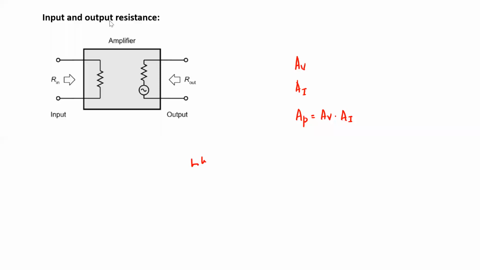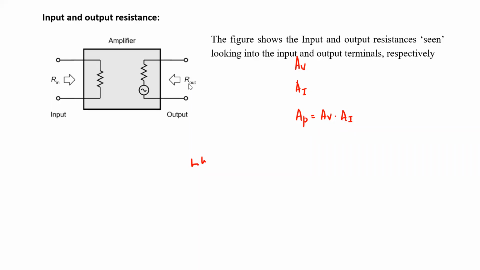Okay, today we shall see the input and output resistance of an amplifier. If you take an amplifier, we can consider this as the input of the amplifier and this as the output of the amplifier. This Rin is the input resistance and Rout is the output resistance. When we see these, we see them across the two terminals. These are called the input terminals and these are called the output terminals. Across those terminals, we see the input resistance and the output resistance respectively. That is what the figure is showing.